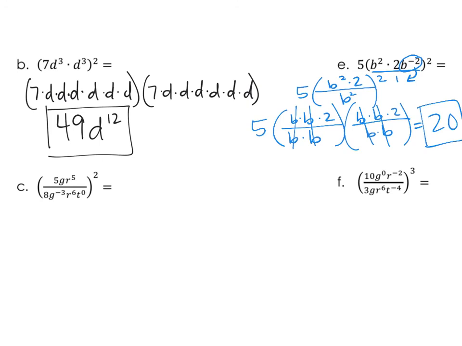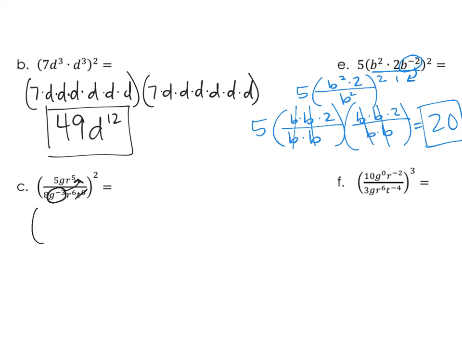Okay, let's look at C. First off, I notice I have some negative exponents that need to go to the top. And I also have something to the 0 power. Now, if it's to the 0 power, that means that it becomes 1. So that bottom is times 1, which really doesn't change our problem.